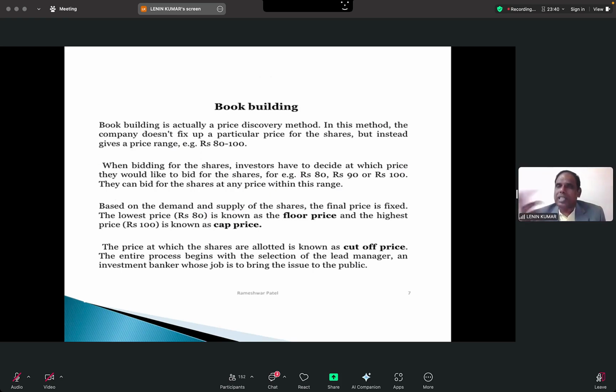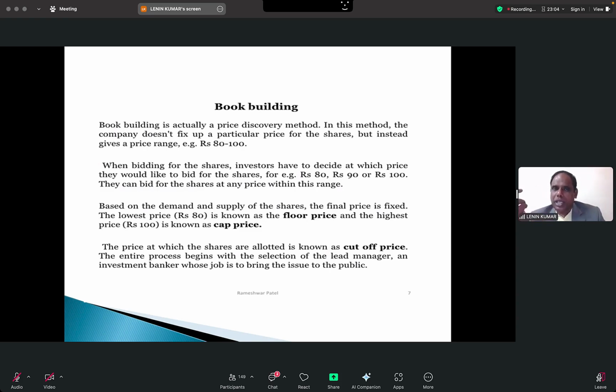You want to understand how much demand there is for Lulu. In this method, the company does not fix a particular price for the shares, but instead gives a price range between these two values. Say, for example, if it is a fixed price, Lulu is going to fix at 100 dirhams. But if it is book building, it is going to have a range, say, between 80 dirhams and 100 dirhams.